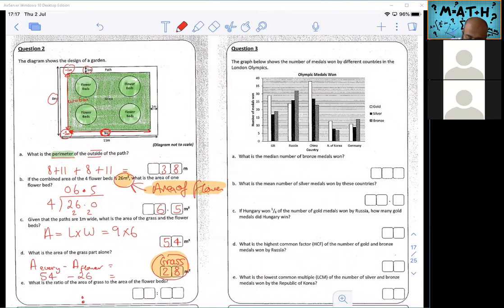You have to do the 26 first. It says the area of the grass to the area of the flower. Which one's the grass? 28. You put 28 first. You must put the numbers in the right order. And which one do you put next? Then you put 26. Fantastic. Can we cancel it down? Yeah, you could do it by 2. And that gives you what? 14 and 13. Fantastic. Well done. Okay, nice, good question.